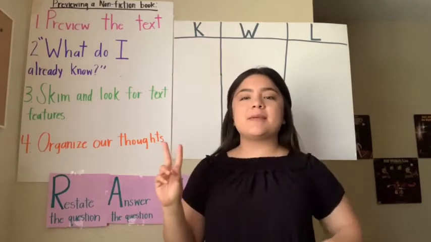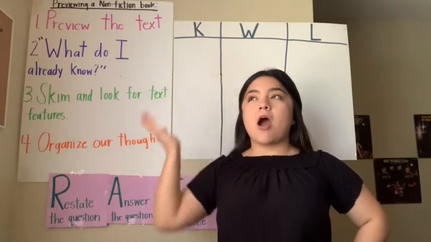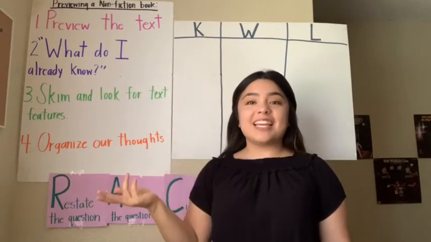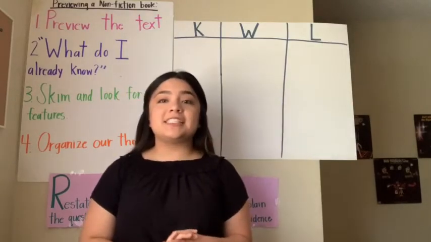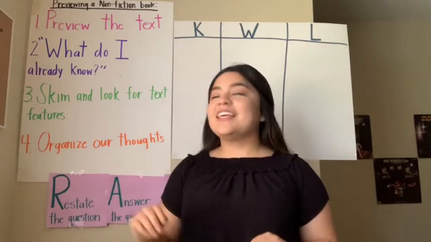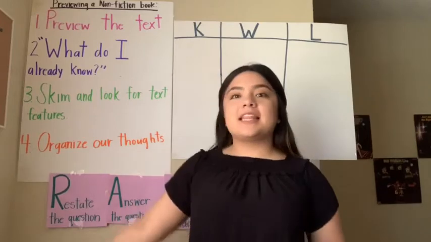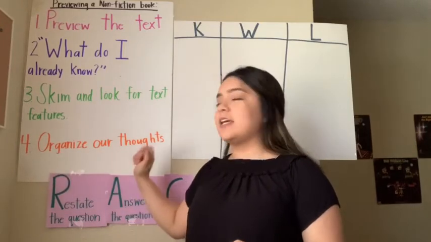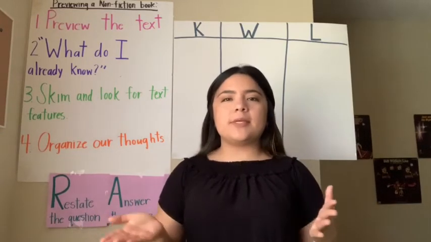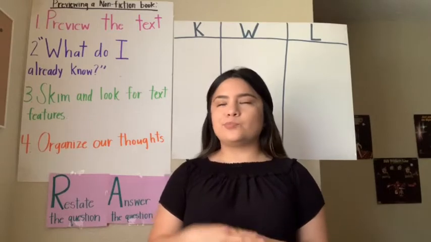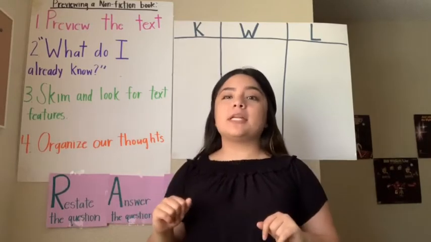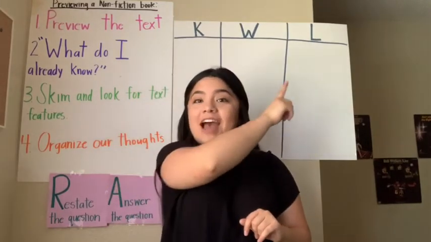That's right. And our second step is we need to ask ourselves, what do I already know? And then we need to skim and preview the text. And then last, we need to organize our thoughts. And how are we going to be organizing our thoughts? That's right, we're going to be organizing our thoughts using our KW chart.